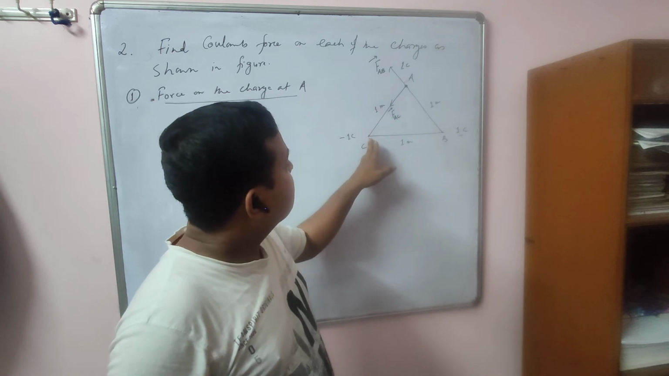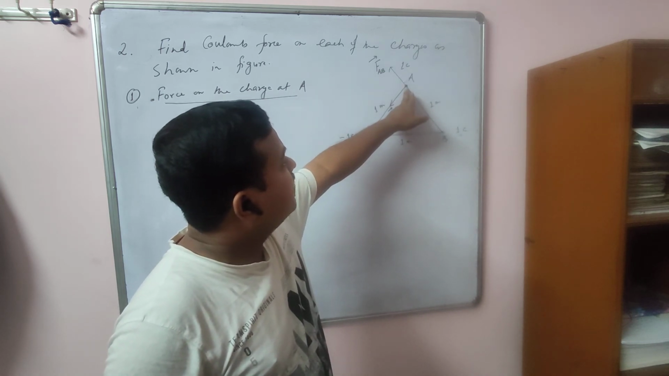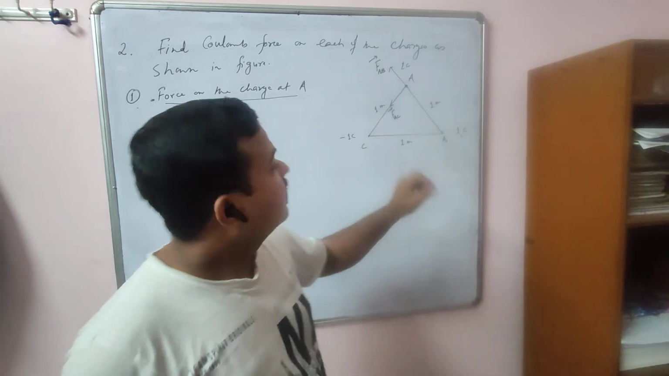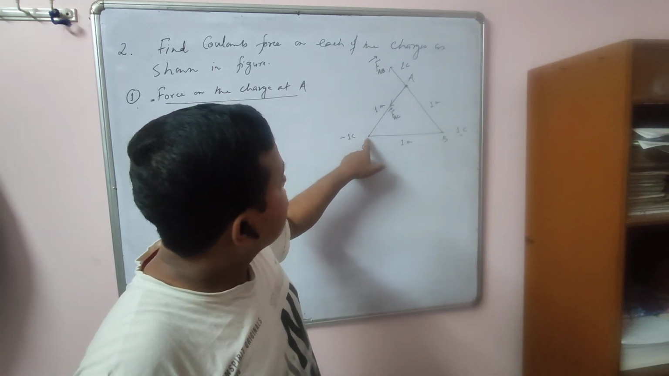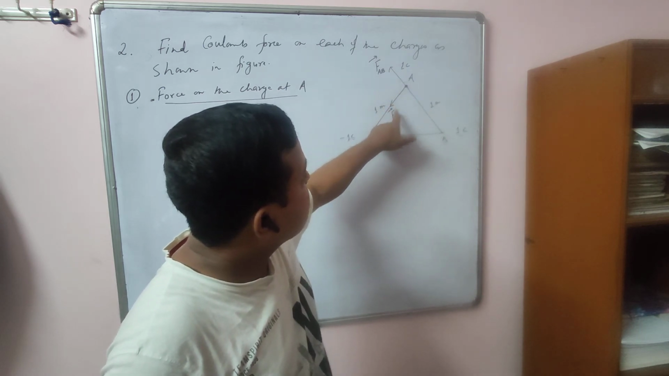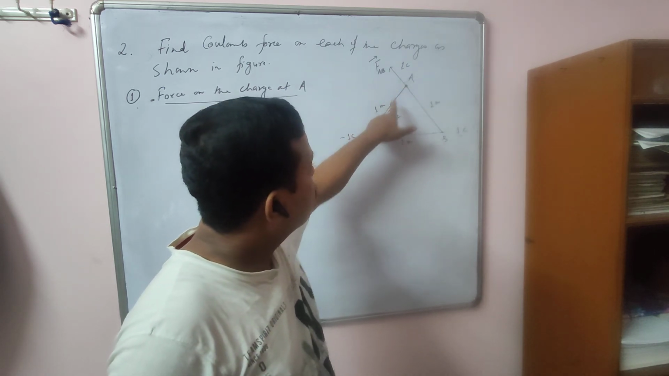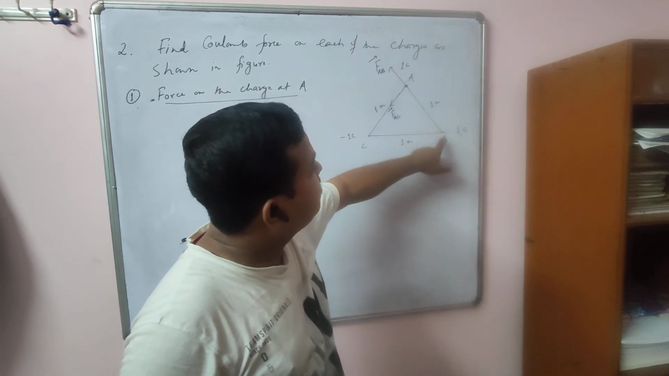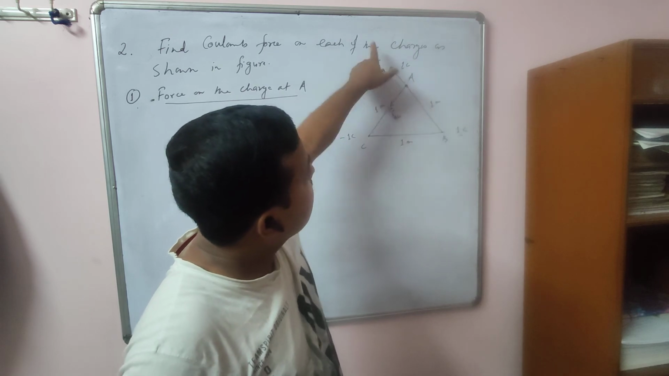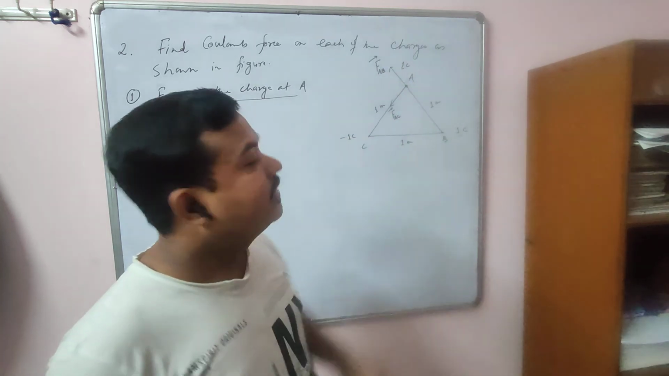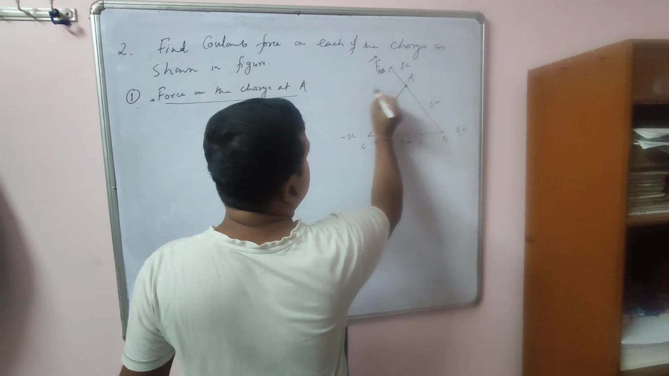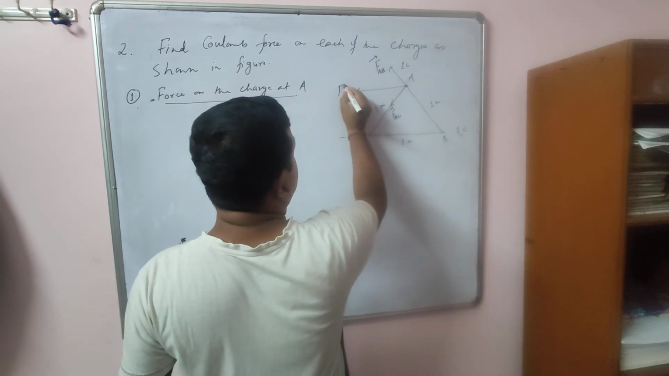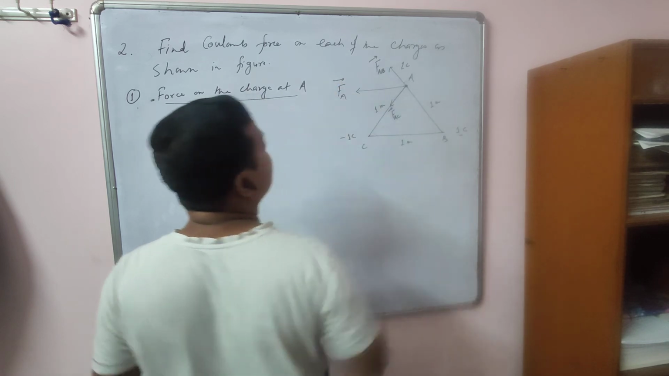We have to find out the total force on A, that means the force on A due to B and C. Now this charge is negative, so it will attract this charge, and its direction is this one. Attract means it comes towards it. And this is also a positive charge, so it repels; repel means it moves away. So this is F AB. Clear? Now you have to find the resultant. Resultant means you apply the vector law. So this is the resultant force, suppose F A. You have to find out F A.